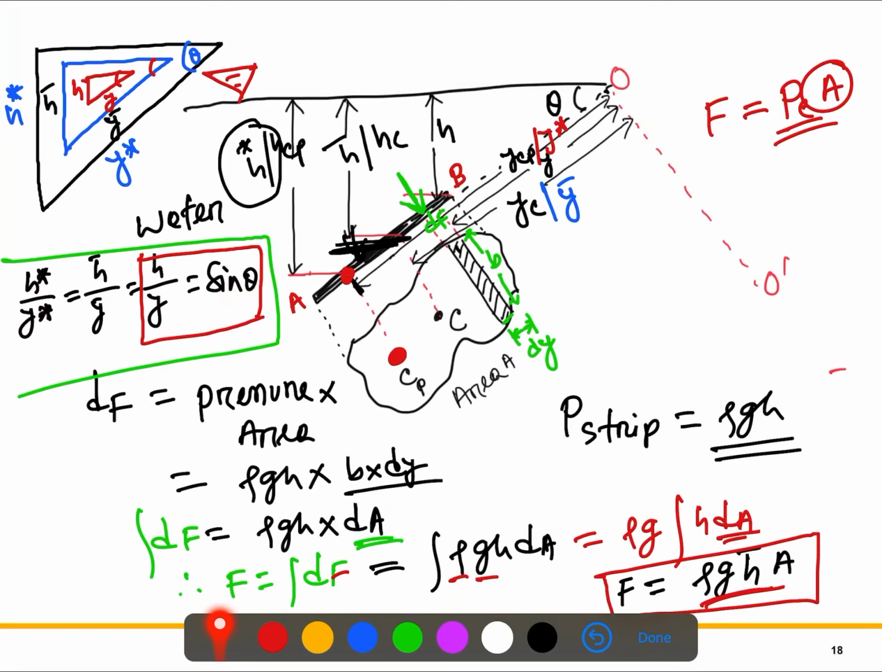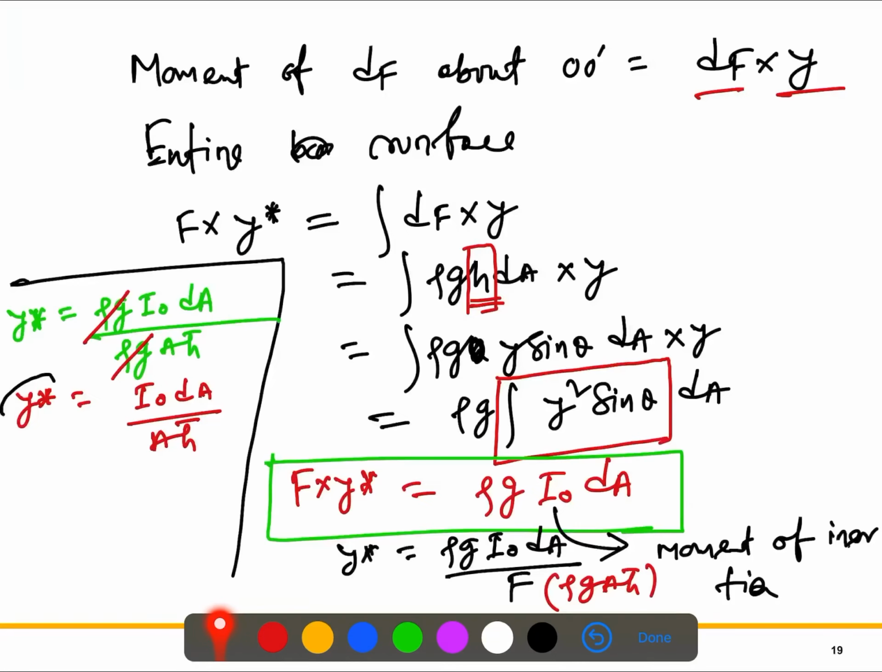So from here, this is very simple. We can write it down like this. This y star equals h star sine theta, and it is I naught dA over A h bar.